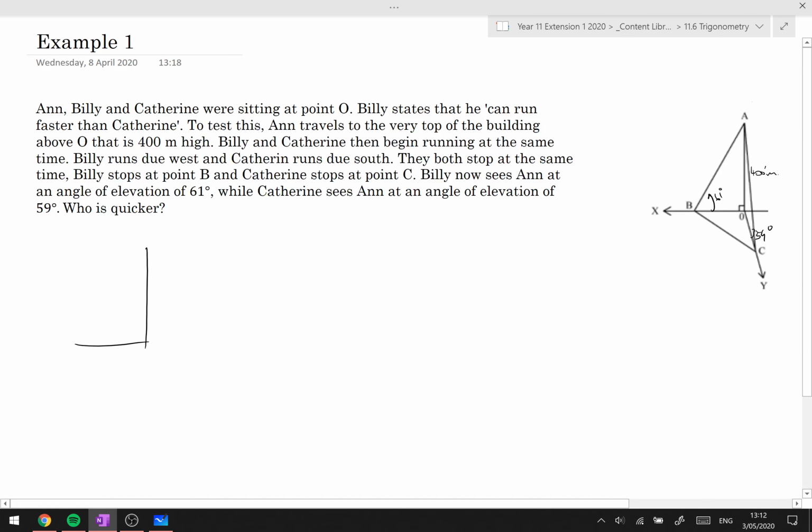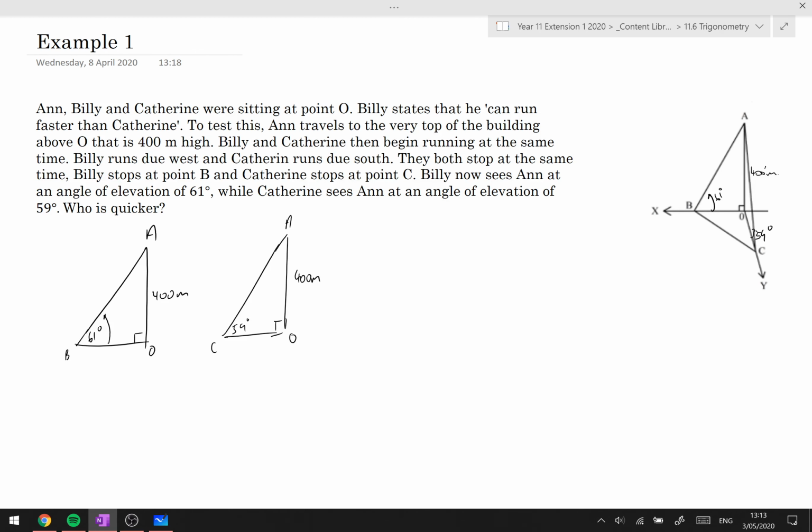Over here, Anne's on top of a tower at O that is 400 meters tall. It's a pretty tall tower. Billy has run out to here, and then he looks up at Anne, and it is 61 degrees. So that's that triangle there. Our other triangle, and these are right-angled triangles by the way, is that Anne's on top of the 400 meter tower. There's the base, and then Catherine ran out here. When she looks back, she looks up at an angle of 59 degrees.